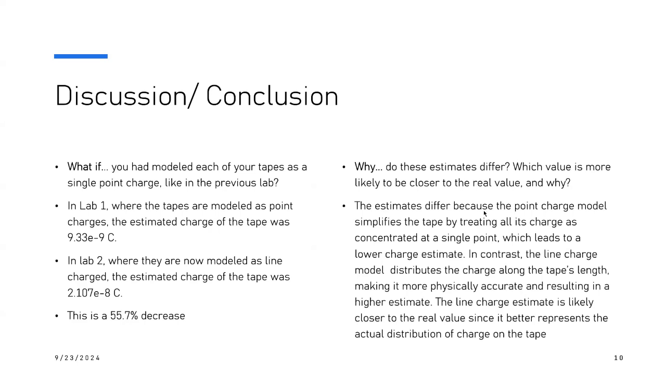So why do these estimates differ? They differ because the point charge model simplifies the tape by treating all its charge as concentrated at a single point, which leads to a lower charge estimate. In contrast, the line charge model distributes the charge along the tape's length, making it more physically accurate and resulting in a higher estimate.